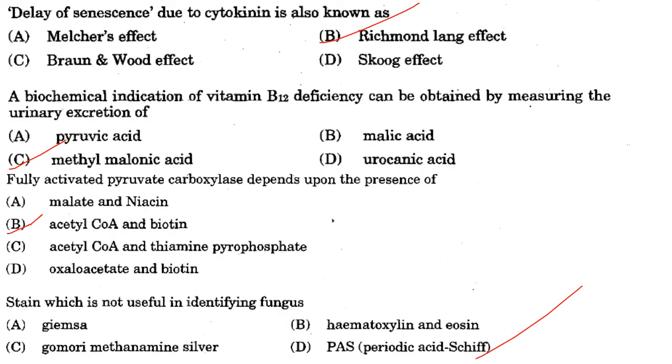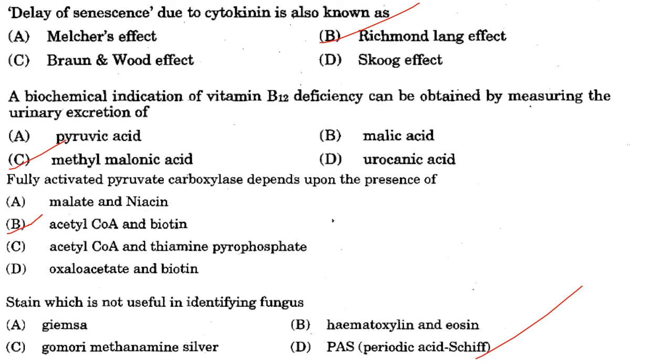Then delay of senescence due to cytokinin is known as Richmond-Lang effect. Cytokinins retard aging in plants. The effect is called Richmond-Lang effect. Richmond-Lang effect is retardation of aging due to cytokinins, which act by retarding the rate of destruction of chlorophyll and yellowing of leaves. Next one. A biochemical indication of vitamin B12 deficiency can be obtained by measuring the urinary excretion of methylmalonic acid. Answer is option C.